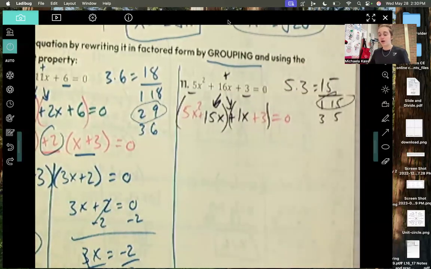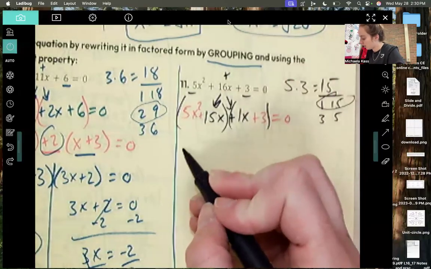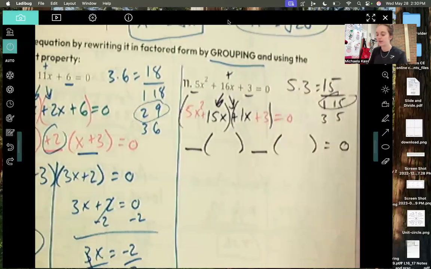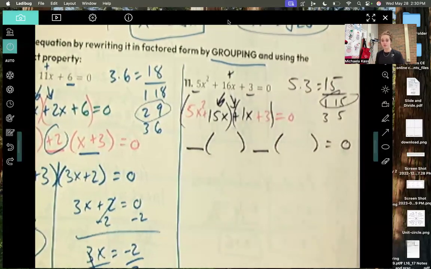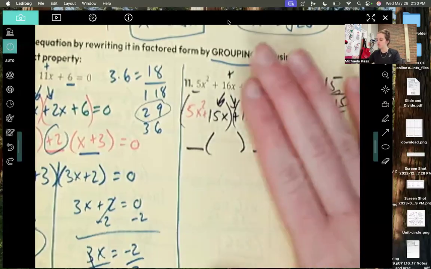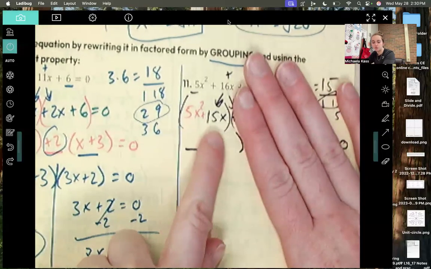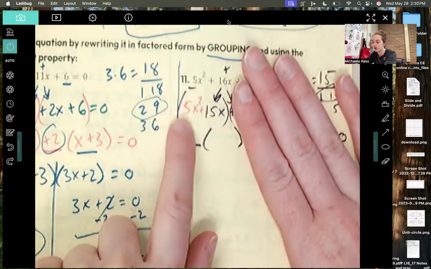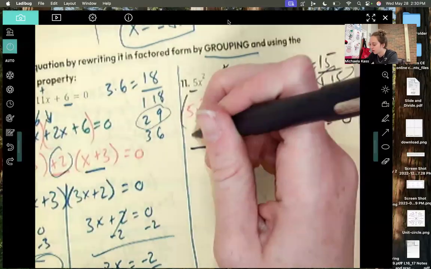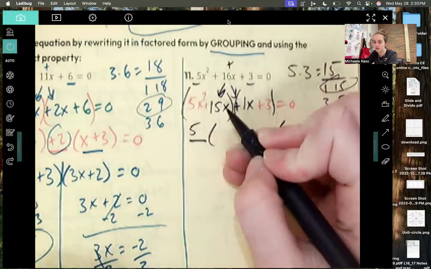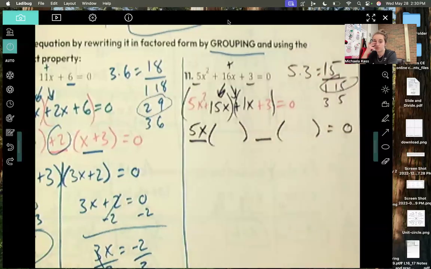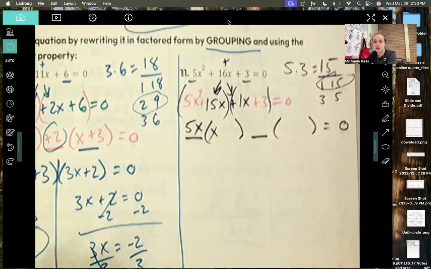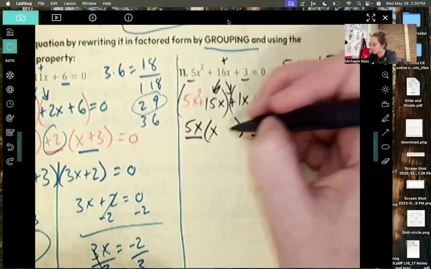And then I'm going to factor out the GCF. So a line, parentheses, equals 0. Those lines are my GCFs. So covering this up, GCF between 5x squared and 15x. We should be able to recognize a 5 goes into 5, a 5 goes into 15, so 5 goes on the line. They also have an x, so I'm going to pull that out. 5x times what is 5x squared? X. 5x times what is 15x?